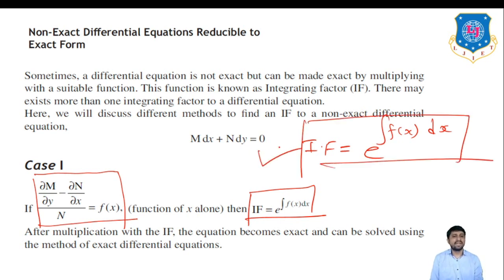When you multiply this integrating factor on both sides of the equation, the right hand side is already 0, so whatever term you multiply, the right hand side stays 0. So integrating factor into M dx plus integrating factor into N dy equals 0. Now your new differential equation is always an exact differential equation. We will check this and solve one example.